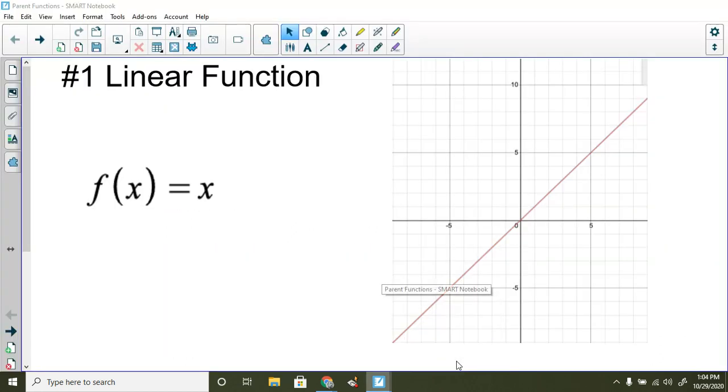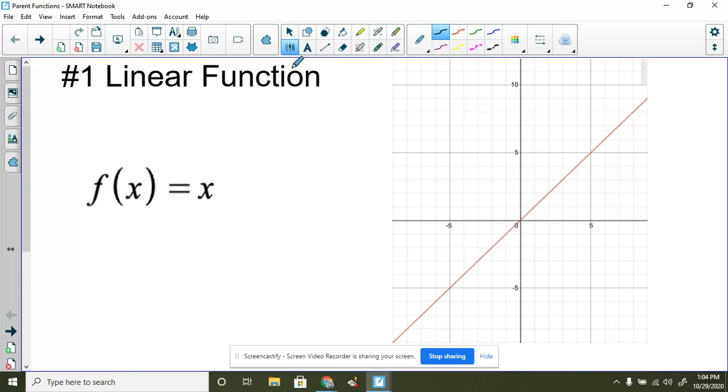Okay, I want to take a minute to look at what we call the parent functions, some very basic functions that provide the foundation for learning about transformations. Okay, and so these are six functions you're probably familiar with. We're just going to make sure that we get them all out there and that everybody understands some of the finer points, I suppose, of them.